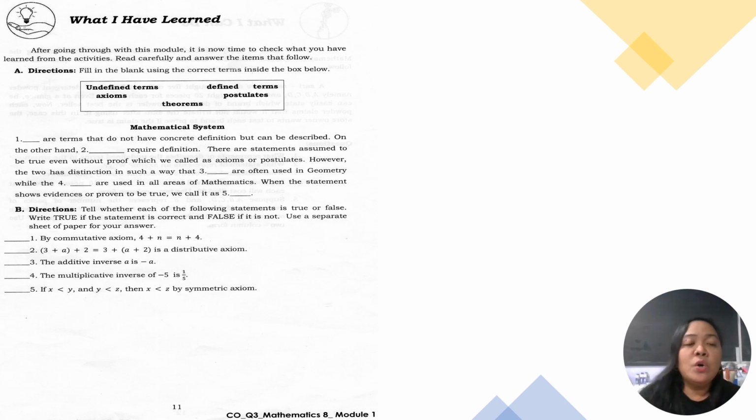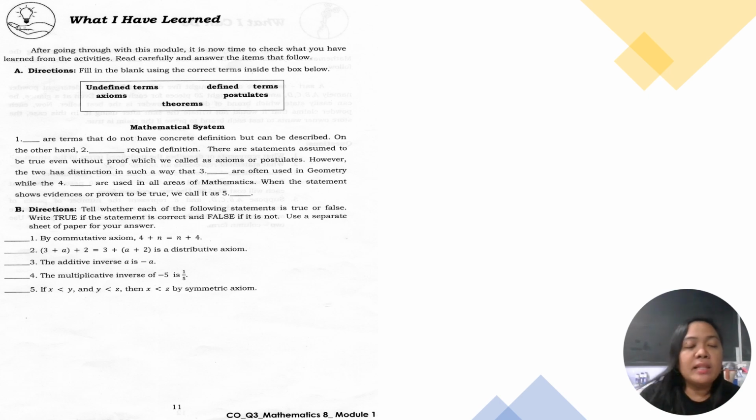Again, use the terms inside the box to fill in numbers 1 to 5 in our mathematical system. That is test A of our What I Have Learned. Now, if you are done answering test A, you proceed to test B.